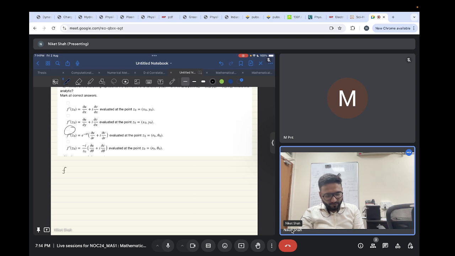What is f prime of z0 exactly? F prime of z0 is equal to basically the limit of f of z0 plus delta z minus f of z0, over delta z.